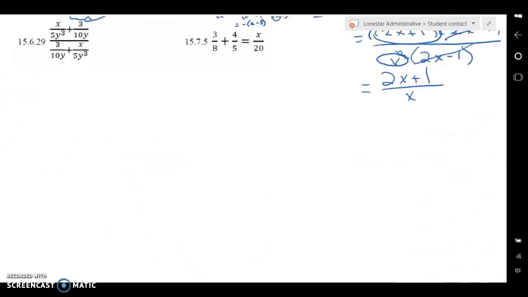In our next problem we have x over 5y cubed plus 3 over 10y, and then on the bottom we have 3 over 10y plus x over 5y cubed. It's a very easy problem if you know that when you're adding two things you can add them in either order. So this is identical. The numerator is identical to the denominator if we rewrite the denominator by switching around the terms.